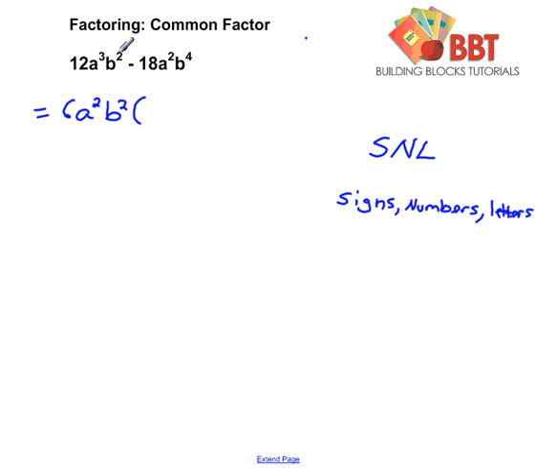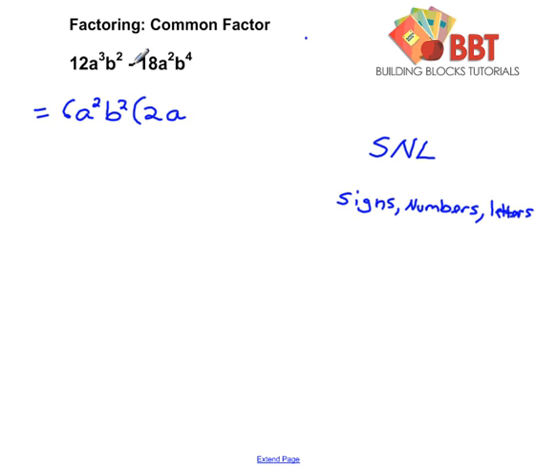Now you ask yourself, what am I left with? So again, you go back to your signs. Positive and positive, I have a positive number left. 12, if I pulled out 6, what do I have left? 2, right? It's like dividing. 2. a cubed. Okay, so I pulled out an a squared. How many a's do I have left? 1. Right? Easy enough. What about b? b squared, I have just 1 left. So I don't need to put it.